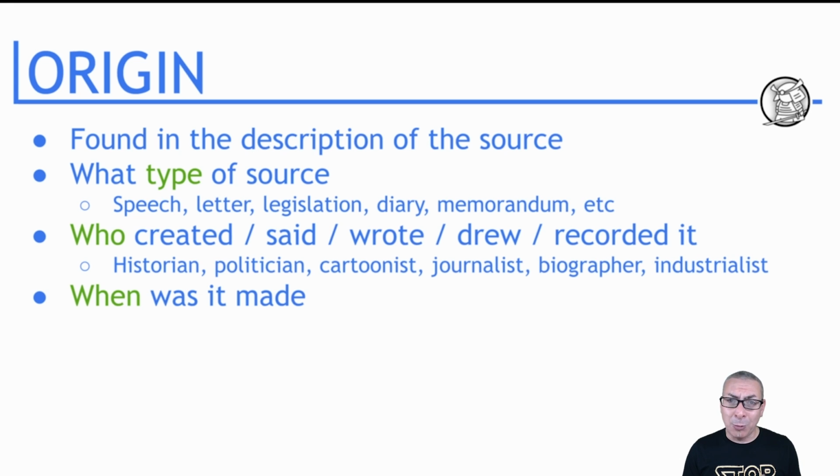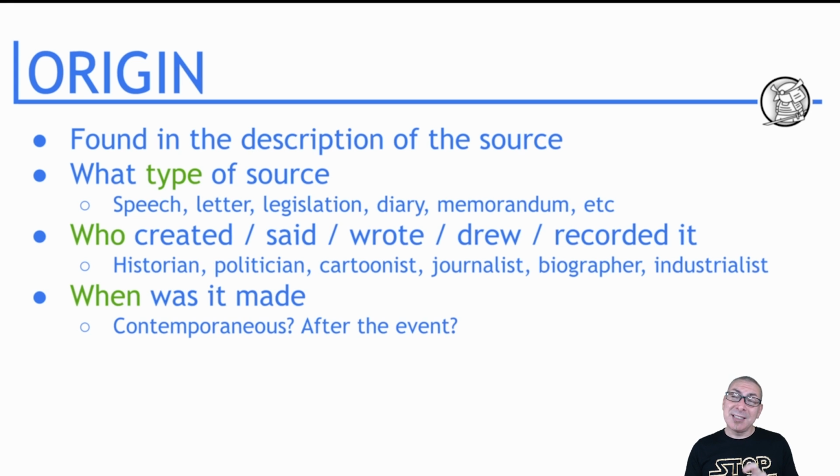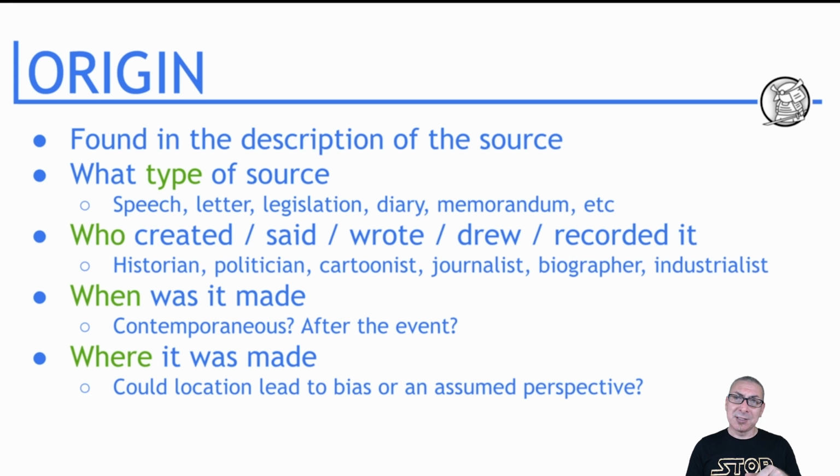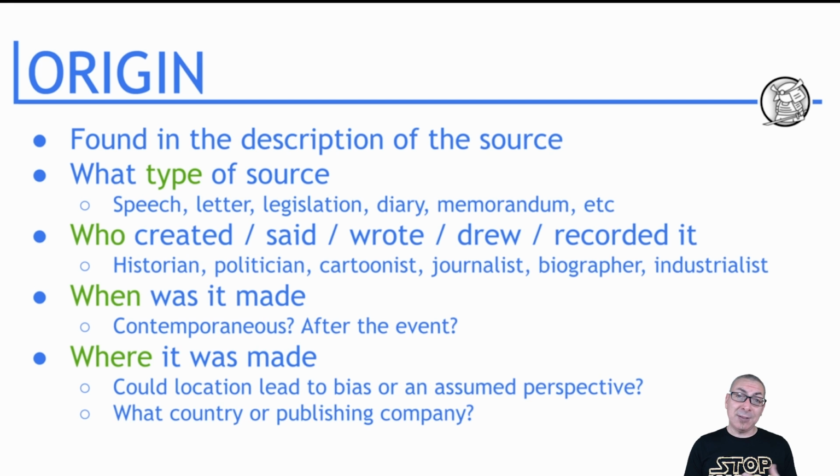You have to talk about when it was made. Is it contemporaneous, meaning was it something created at the time the event was happening? Or was it after the event? When it was made is really, really important. Where was it made? That's important. Different part of the world, a specific part of a country. It could mean that there's a bias in the location, or it could mean there's an assumed perspective. The country that it was made, even the publishing company that made it. All of these are part of the origin.